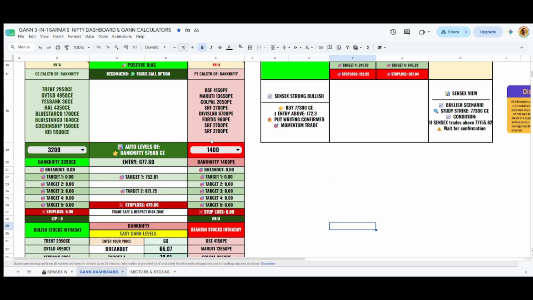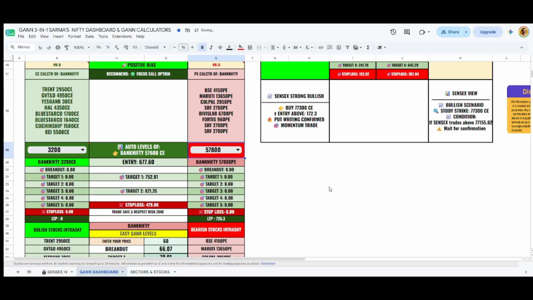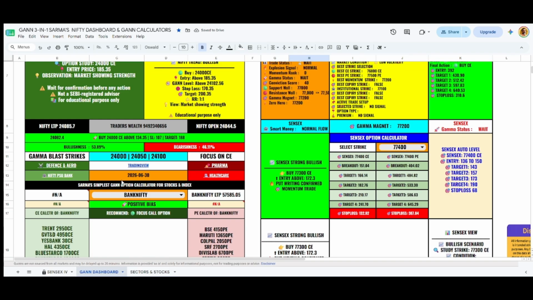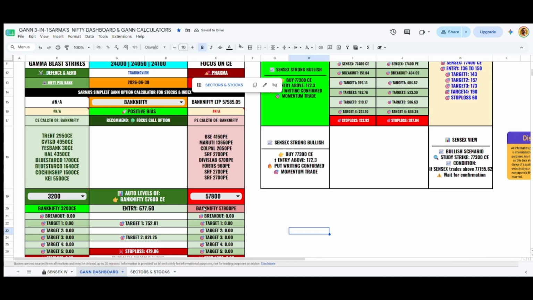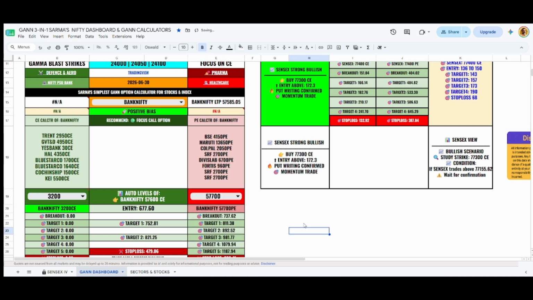This is a tool. I'm not recommending anything to buy or sell, but I am telling you that if you trade using this kind of tool, then you will be going in the right direction, and you will not enter into a wrong trade at any point of time. For example, if you want to trade in 57,800, you will come to know what the entry price is, and everything will be shown over here. So I request you all to understand how this works.